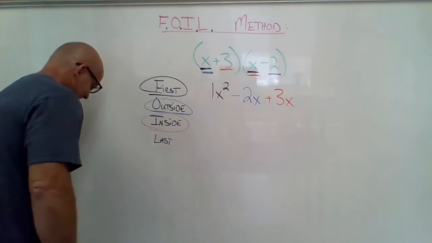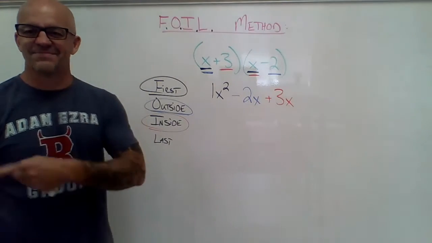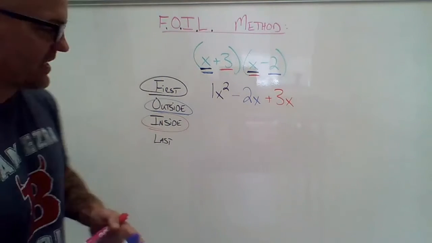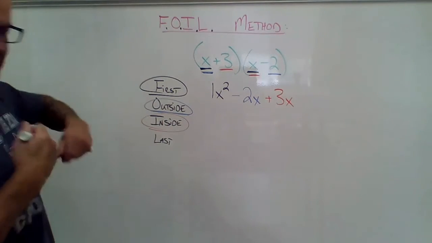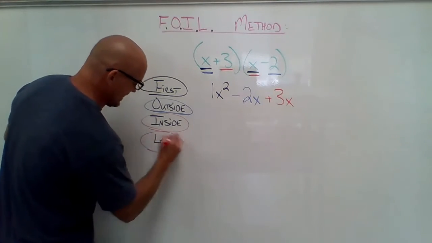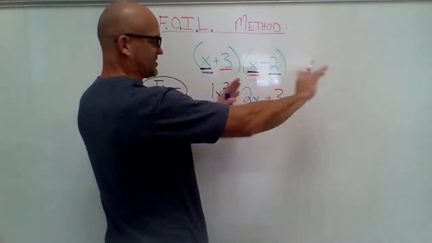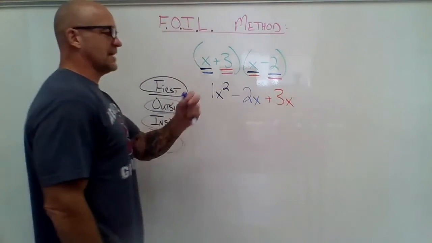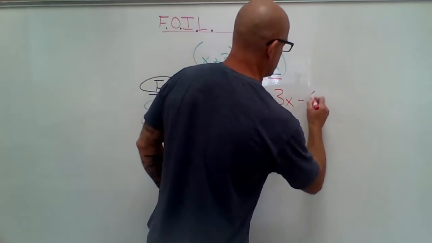And then, and I love saying this, last but not least is the last terms in each one. I guess I'll go with this little pinky color here. So we have last. That is the last terms in both sets of parentheses. Last terms. And 3 times negative 2, of course, is negative 6.